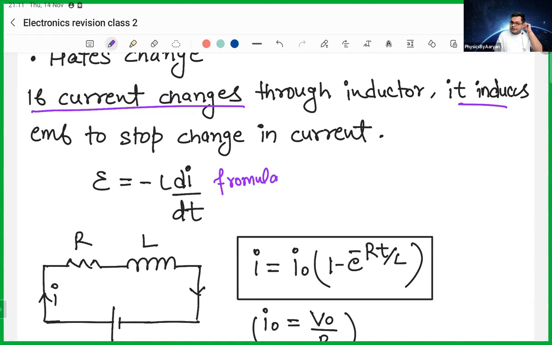L is the inductance and di by dt is the change in current. Whenever the current changes, EMF will come. If the current is not changing, this thing will become zero. The negative sign tells you that this EMF is trying to stop the change. If the current is increasing, it will try to decrease it. If the current is decreasing, it will try to increase it. So basically, it will always try to oppose the change.